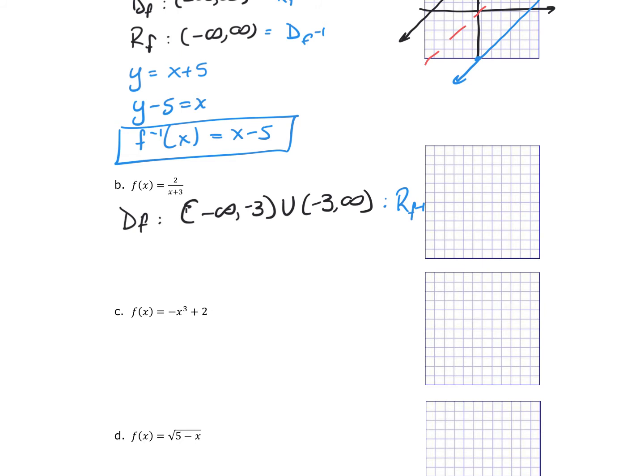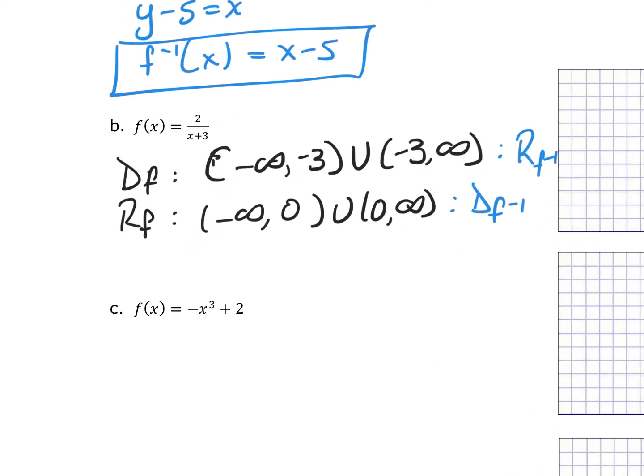So that would tell me that my restriction on my range is 0. So the range of f is going to be negative infinity to 0, union 0 to infinity. Now this gives me the domain of f inverse. Now let's find its inverse.